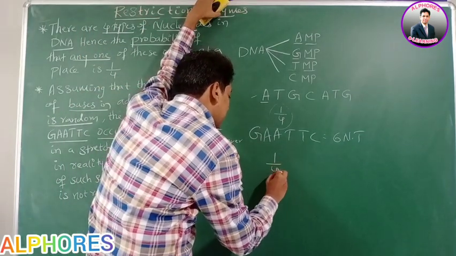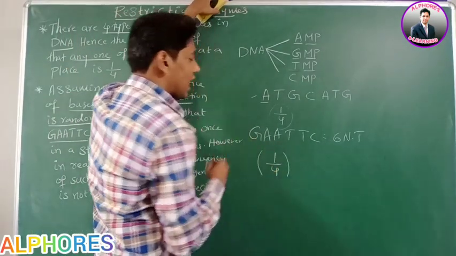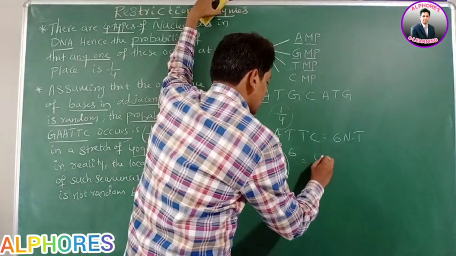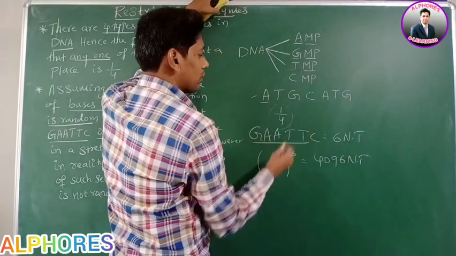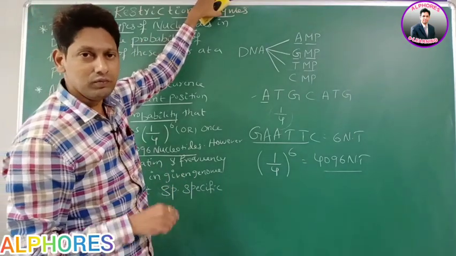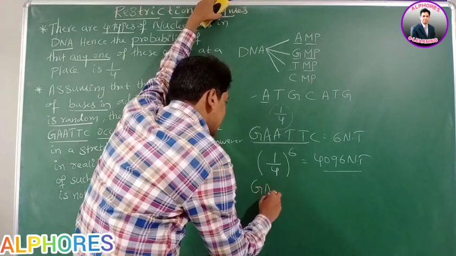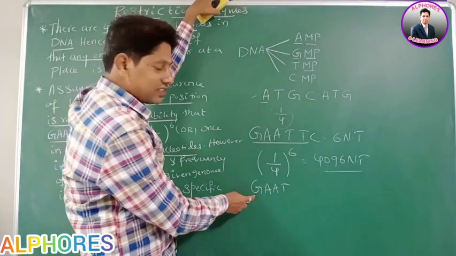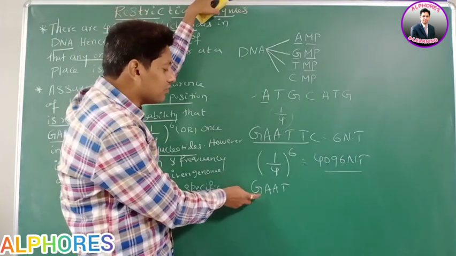Now you tell me, in DNA, what is the probability of each type of nucleotide? 1 by 4. In this sequence, how many nucleotides are there? 6. Therefore, 1 by 4 to the power of 6. It becomes 4096. Therefore, this sequence repeats for every 4096 nucleotides. Is this statement okay? For example, the sequence is GAAT. What is the probability of this sequence?